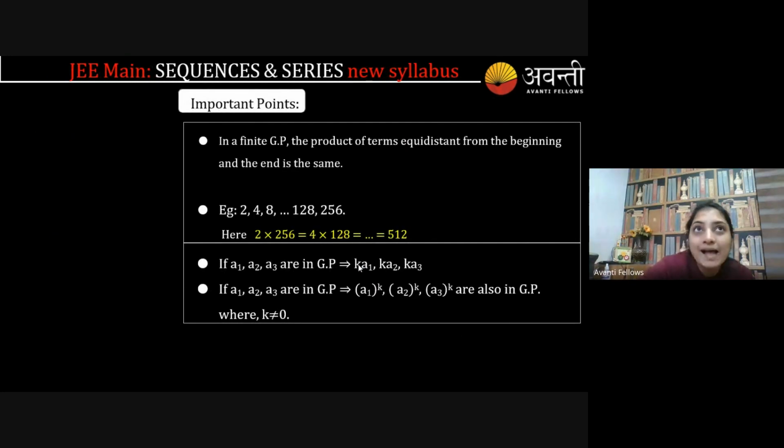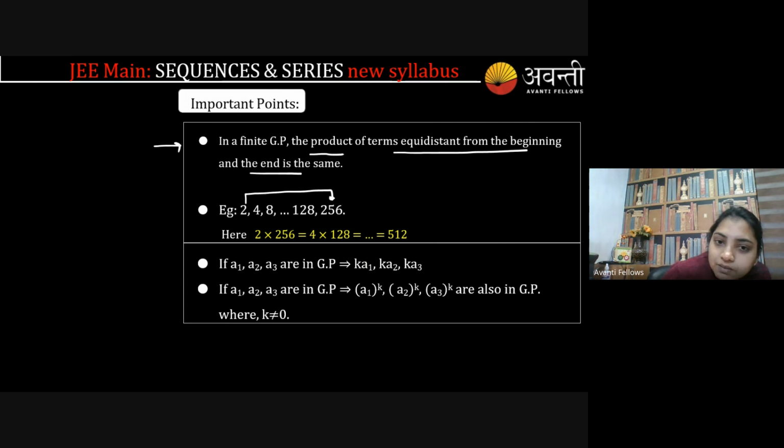Now, as the properties are there for AP, in the same way properties are there for GP. Same properties. In AP, sum was there; in GP, product is there. Product of terms equidistant from beginning and end is the same. Product of first and last term is the same. Product of second and second last term is the same. In the same way, third and third last should be the same, right?